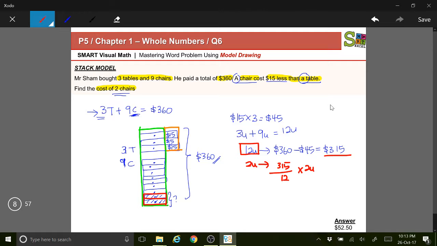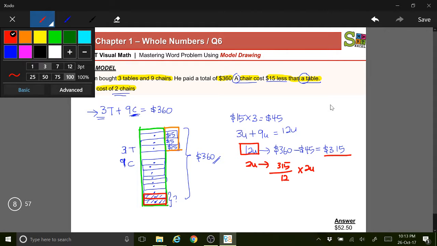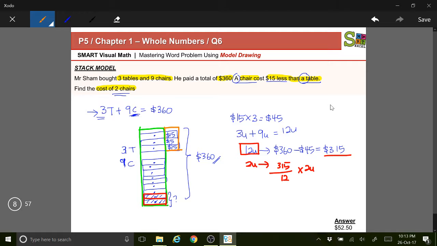So this part that we are doing is actually finding 1 unit. It's the same, only that we combine and make it one step. So 315, we divide by 12 and multiply by 2 units, which will give us $52.50. Alright, so that's the answer.